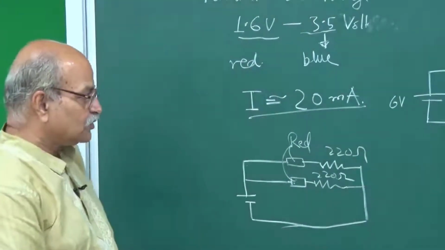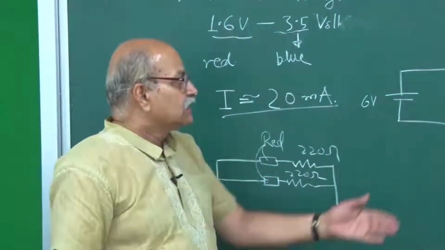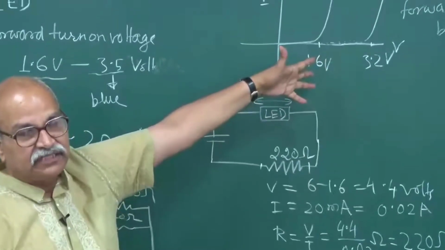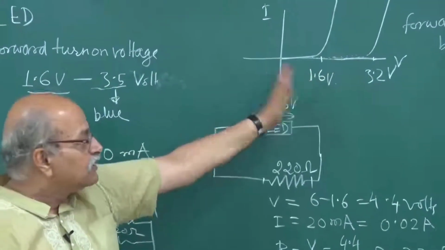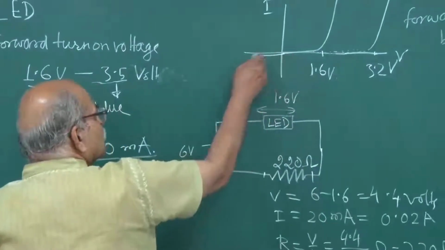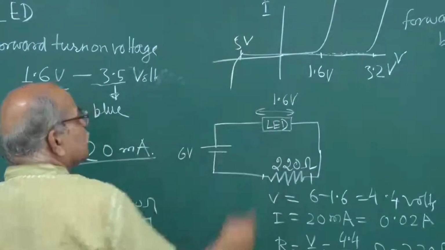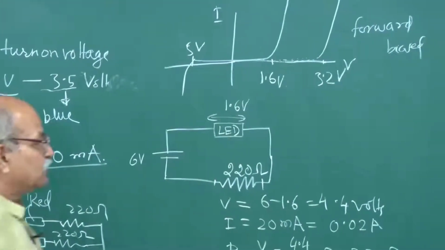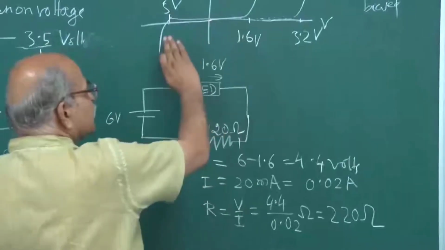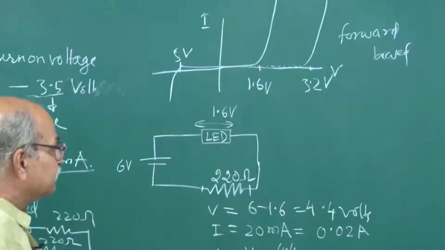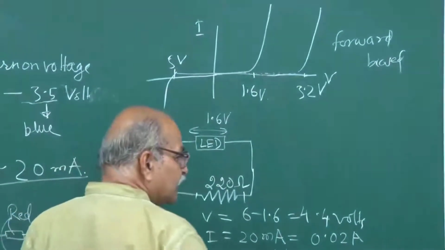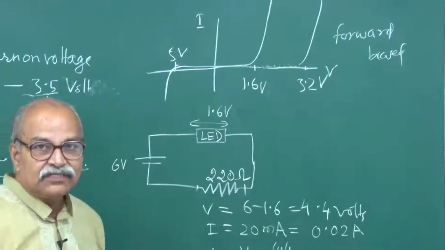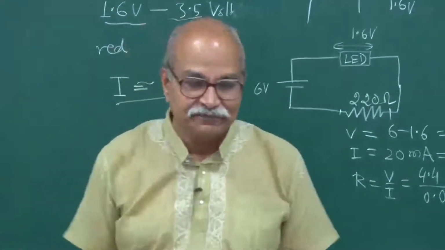In reverse bias also, typically the breakdown voltage for LEDs is not large, around say 5 volts or so. So in reverse bias you should not apply more than 5 volts, otherwise it can be damaged. You have to take care that your voltage does not exceed this, because even though there is very small current, if you reach this point, then a large current can flow. So these things are to be taken care of.